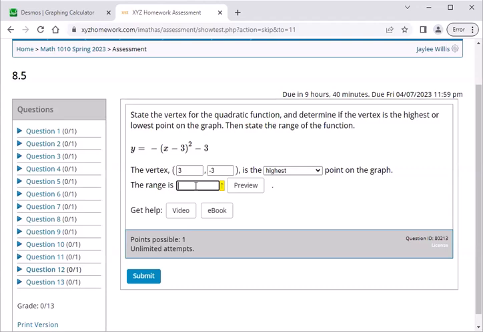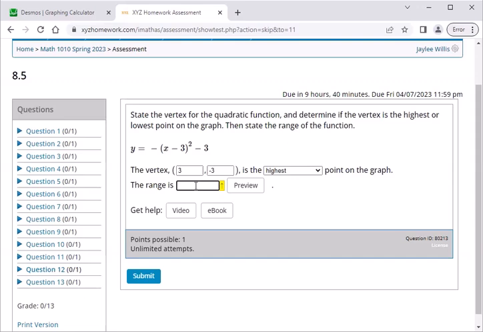And then what's the highest number that my graph goes to? -2, right? And it can equal -2, so I'll put a square bracket around -2 and a round bracket around -infinity. Oh, yes, sorry, it is -3, thanks. Yep, so that would be -3.